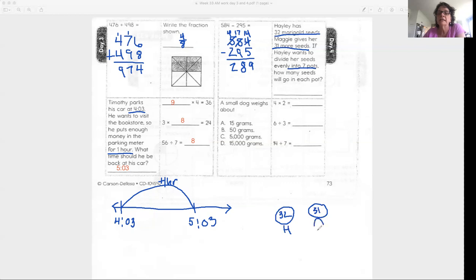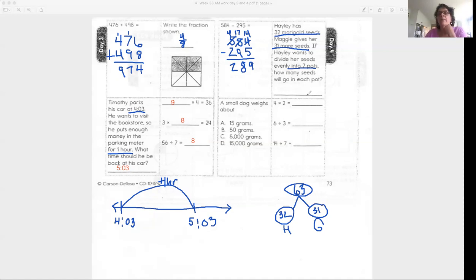That's what she gets. And now what do I want to do with those two? Well, I'm wondering how many seeds she has altogether. So that would be my total here. And 32 plus 31, I can do that mentally. So that's 63. There's no regrouping there. So now I know she has a total of 63 seeds, and she can divide her seeds evenly into 7 pots. So she's got 7 pots. So how many seeds will she put in each pot?